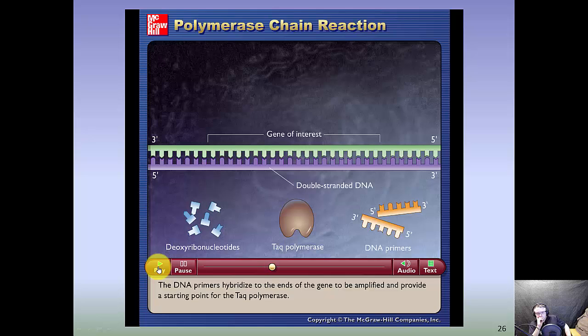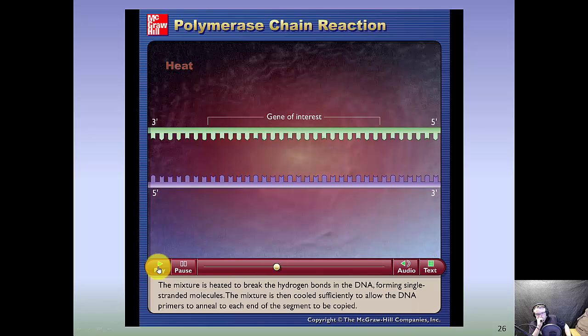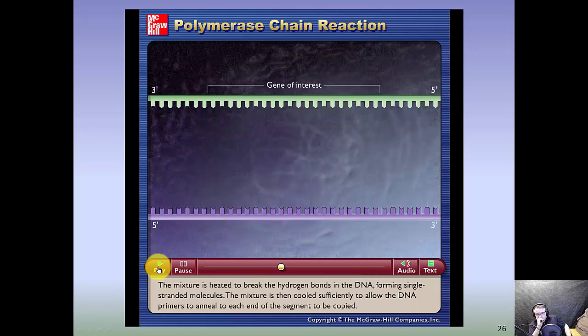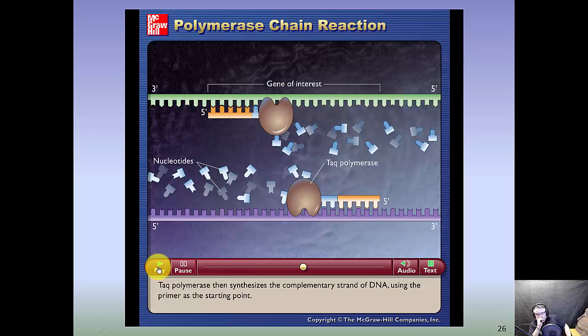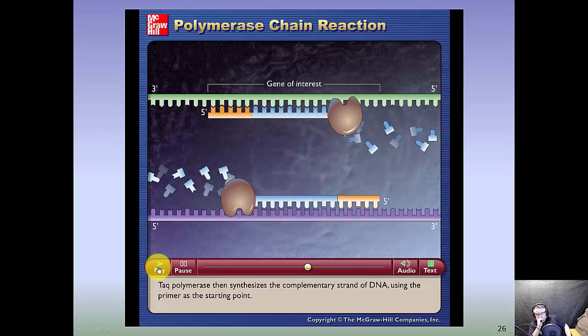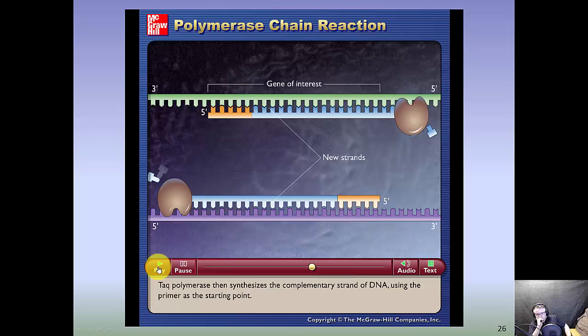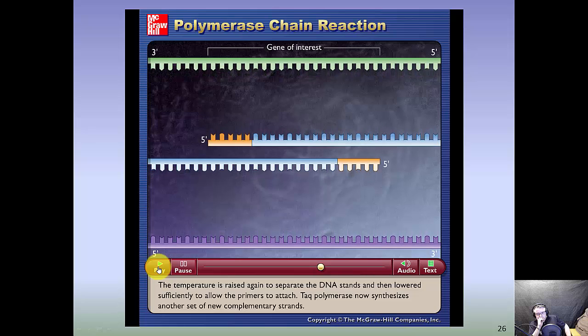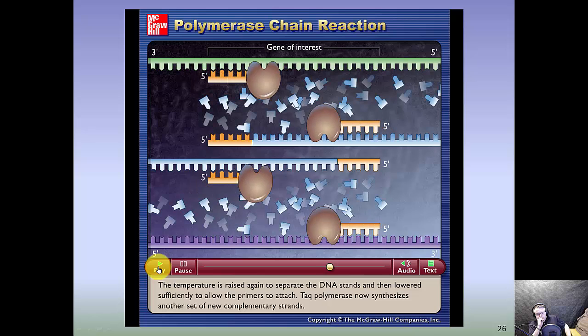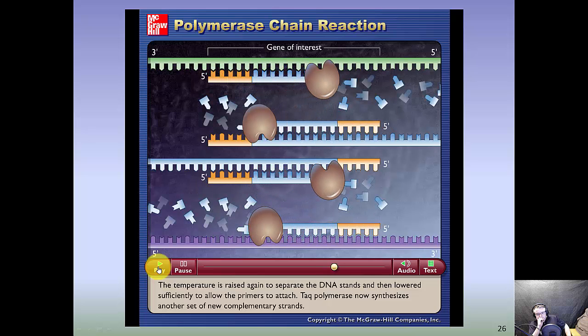The mixture is heated to break the hydrogen bonds in the DNA, forming single-stranded molecules. The mixture is then cooled sufficiently to allow the DNA primers to anneal to each end of the segment to be copied. Taq polymerase then synthesizes the complementary strand of DNA using the primer as the starting point. The temperature is raised again to separate the DNA strands and then lowered sufficiently to allow the primers to attach. Taq polymerase now synthesizes another set of new complementary strands.